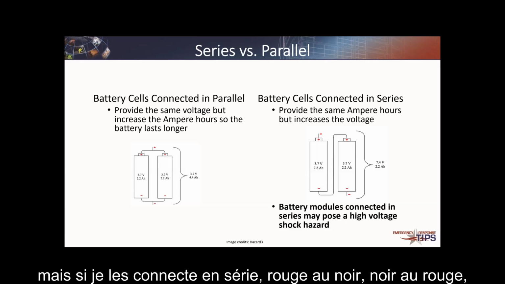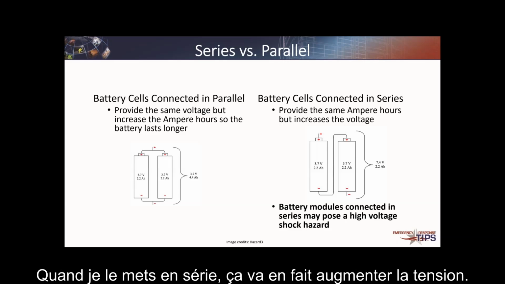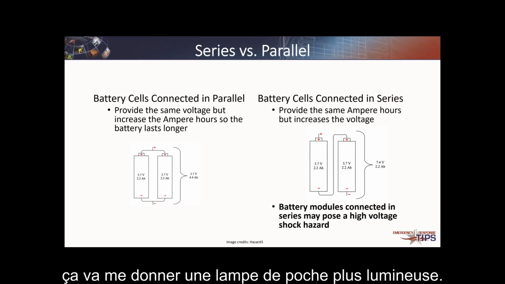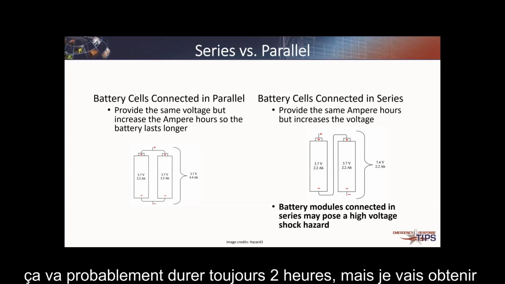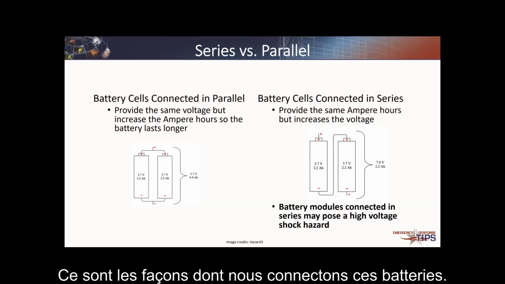But if I connect them in series, red to black, black to red, hot positive to negative, negative to positive, when I have it in series, that is actually going to increase the voltage. That's going to give me the brighter flashlight. It's not going to last longer. It's probably going to stay that same 2 hours, but I'm going to get a lot more brightness out of it. And so those are the ways that we connect these.